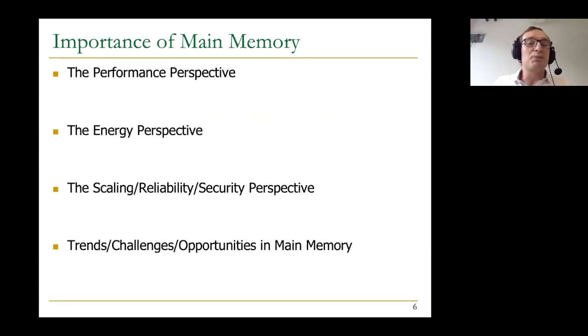Basically, there are multiple perspectives that we're going to talk about. One is the performance perspective. Performance is always important, of course, regardless of what naysayers say, as we have briefly talked about earlier. Energy is critically important. Scaling, reliability, and security, they're all critically important. So I'm going to give you these three perspectives, some of which we already discussed, but some of which we're going to delve deeper into. And then we're going to talk about trends, challenges, and opportunities in main memory as part of Lecture 3C. Let's see if we get there.